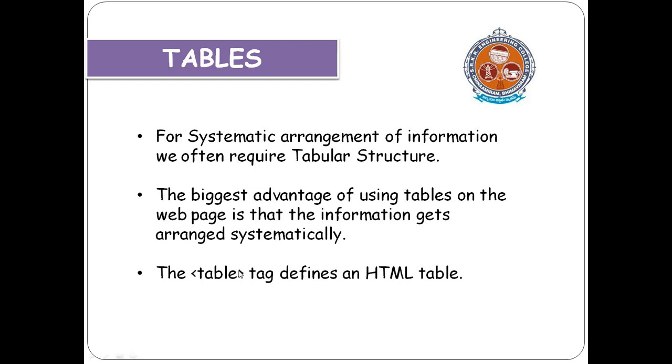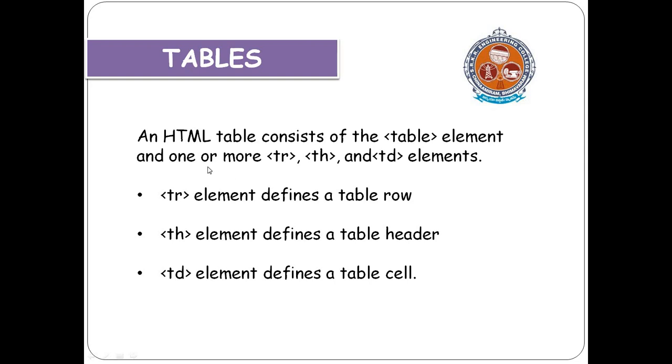So our tag is table. The HTML table tag is table. A table is a combination of rows and columns. In the same way, in HTML a table also consists of some elements, that are tr, th and td. tr defines a table row, th is a table header, and td defines a table cell. Okay, tr is table row, th is table header and td defines a table cell.